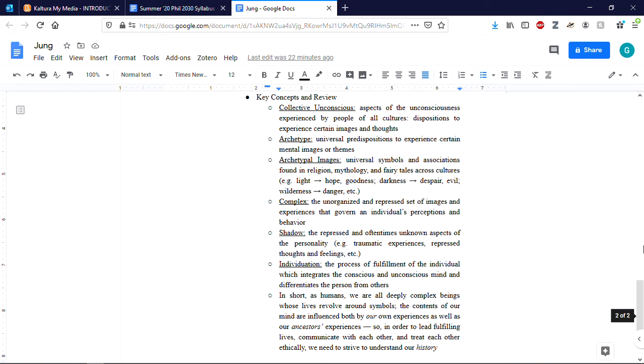According to Jung, in order to lead fulfilling lives, what we need to do is strive to understand not only our own personal lives, but the cultural history of humans in general. In order to communicate with each other effectively, in order to treat each other ethically, we need to start here with ourselves. We need to try to understand ourselves to the best of our own ability before we start meddling in other people's affairs. And we need to have a good understanding of what human history is generally and what our ancestral cultures were like in order to understand exactly why we see the images and themes that we do, why our mind expresses certain symbols to us, and how those symbols actually influence how we perceive and interact with the world.